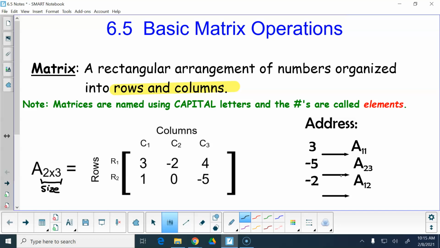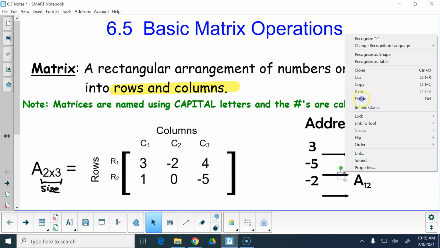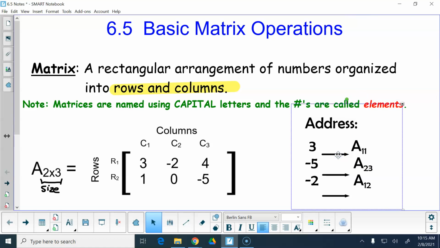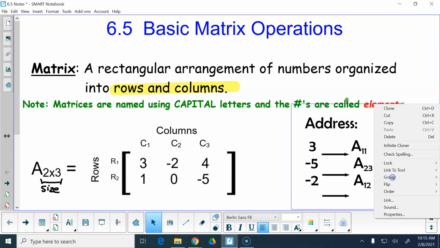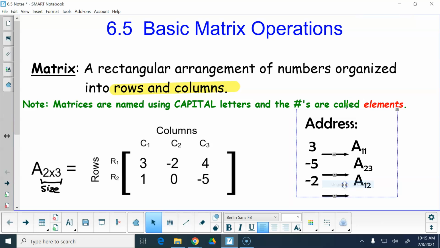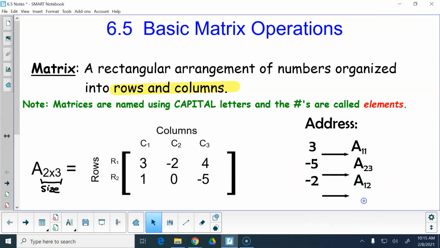I don't know why these didn't line up. Leave that. Why didn't these group, ungroup?